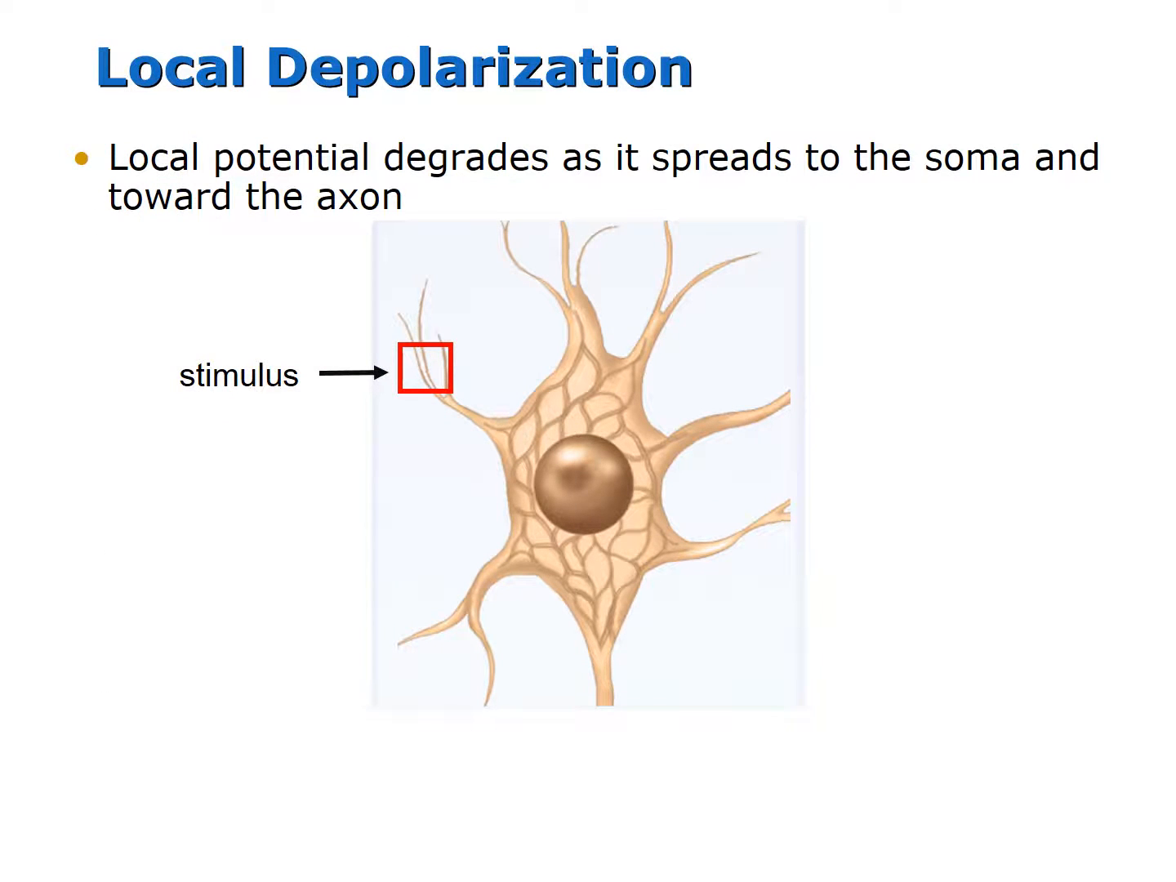So we have a local depolarization that was initiated by a stimulus on the dendrite. That depolarization is moving toward the soma, eventually to the soma, and if strong enough, it will reach the axon hillock. And as it moves away from the site of the original stimulus, it degrades or it loses strength, and I have illustrated that using the thinner and thinner arrows.